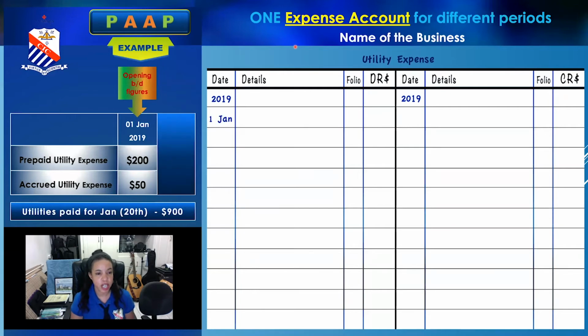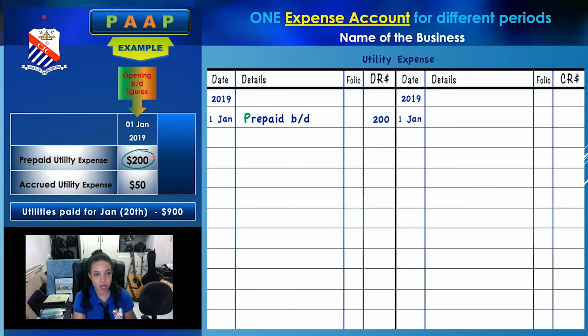So 1st of January, and since we're going with PAAP, it will be prepaid brought down, or the opening figure for prepaid. So you're going to check your information, and you would see right here that there is a prepaid utility expense. You simply just put it into the account, debit side, that's it.